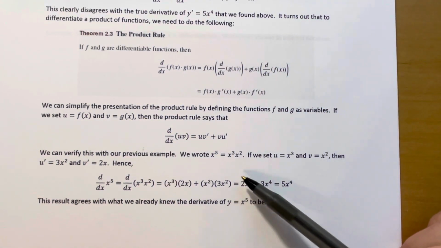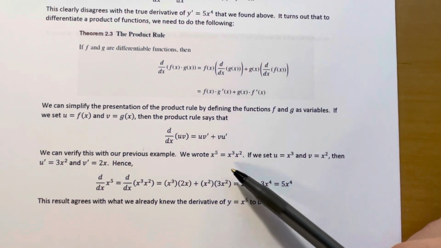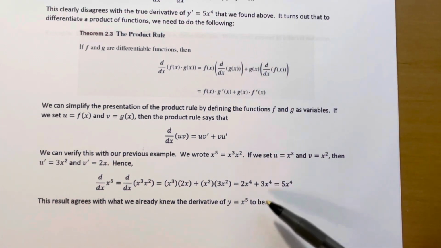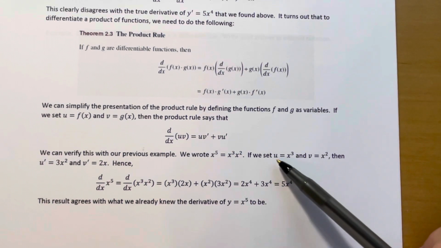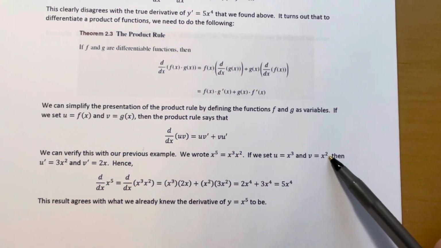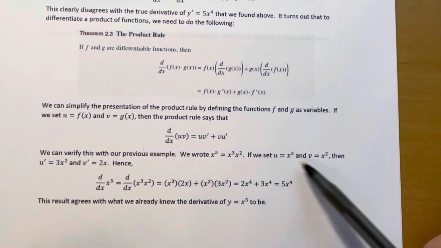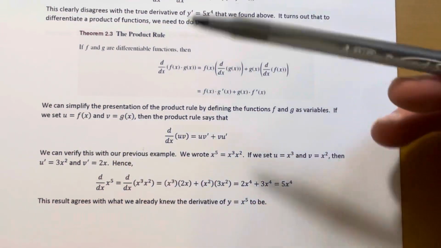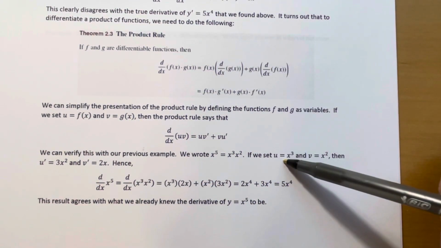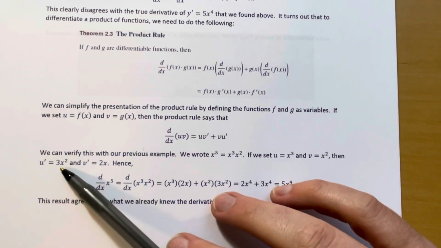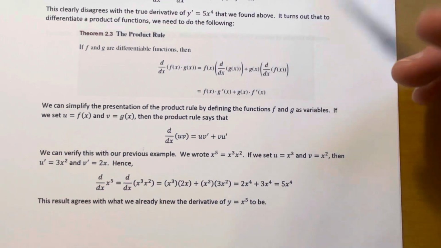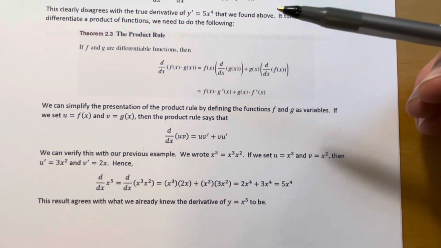x to the fifth. So if I break x to the fifth down into x cubed times x squared, and then I set u equal to x cubed and v equal to x squared, kind of like what we were suggesting here, then u prime would be 3x squared, which we see here. V prime would be 2x, which we see here. Those are just from the power rule that we already know about.